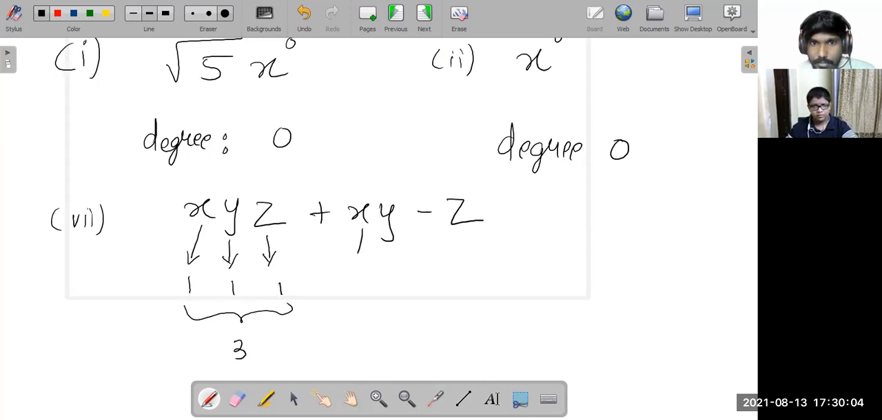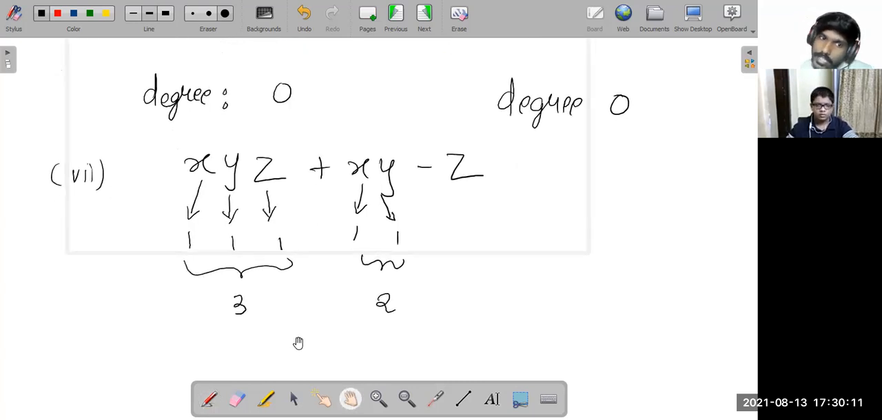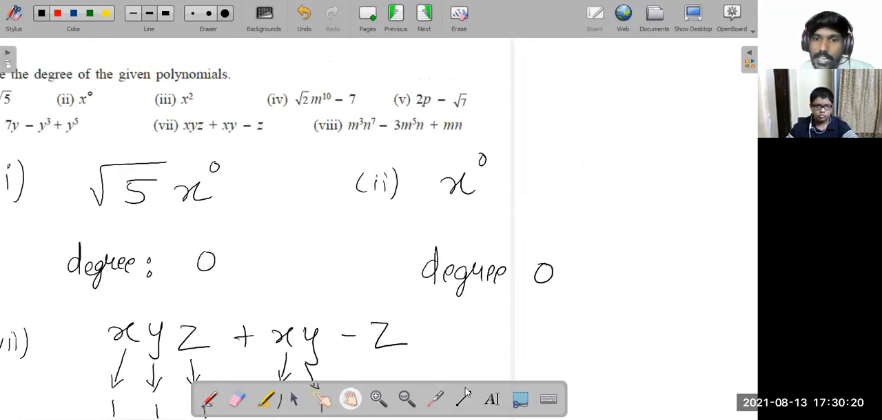Similarly, for this it is 1, for this also 1. Combined power will be 2. Now you can tell me what will be the degree of this. 3. The degree is 3. Correct. And then the last one, you can do it orally also. So eighth one. What is the degree of this? 10, sir. Correct.